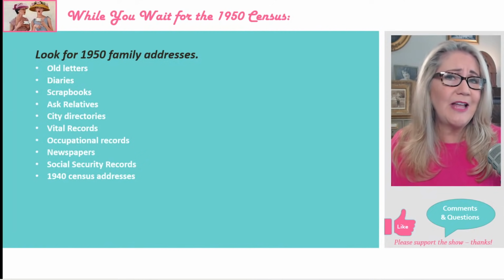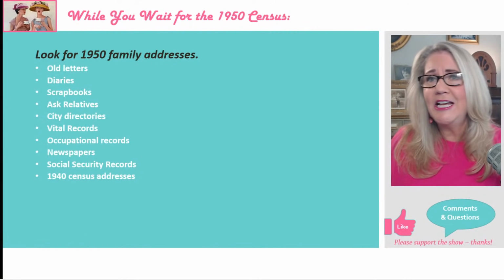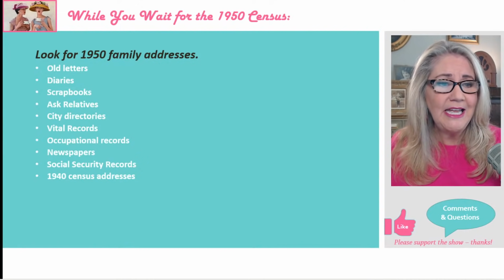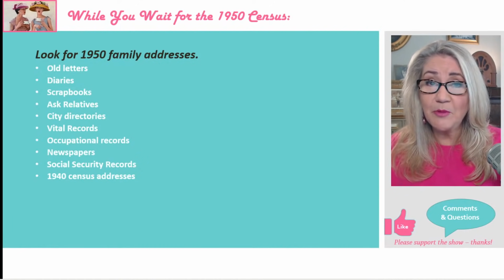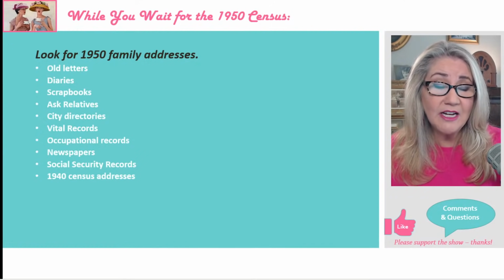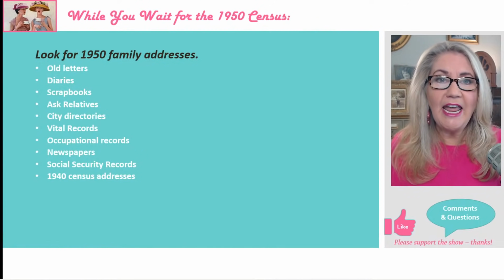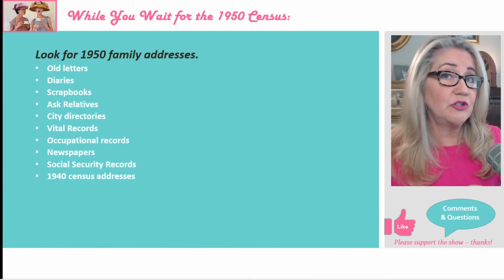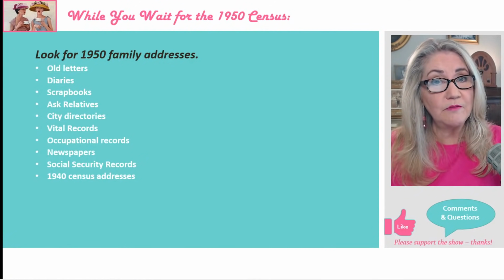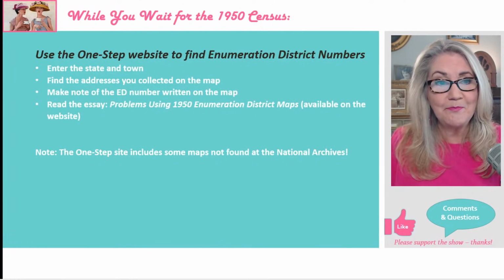So look at old letters and diaries and journals and scrapbooks and photo albums around your house. Talk to your relatives. Maybe they've got an old Rolodex or address book. You can look at vital records. The birth, marriage, and death records might have some addresses, maybe where somebody passed away on a death record. Check the newspaper, Social Security, and even make note. Go back and look at your 1940 census for that family. What was the address? Maybe they didn't move. So now you're ready to go. You've got names and people and addresses.